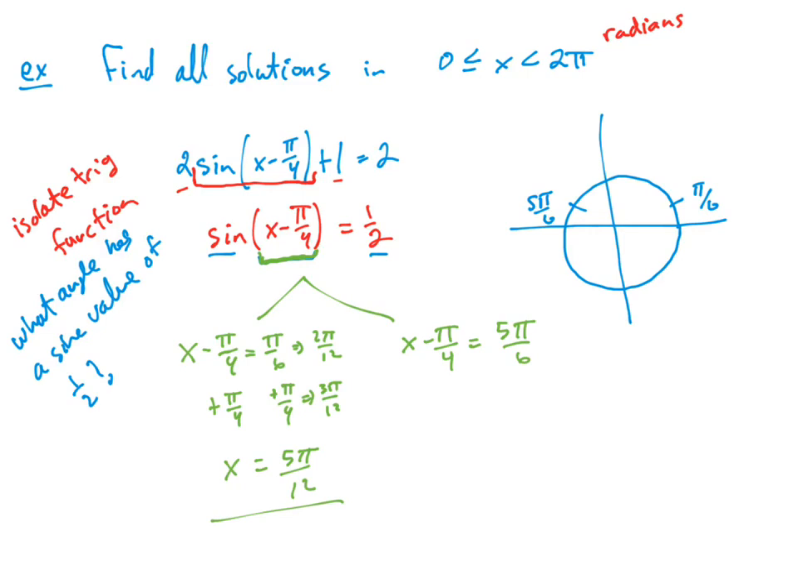And then x is going to be equal to 3 pi over 12 plus 10 pi over 12. And that gives us 13 pi over 12 as our other solution. And again, we could input both of these values into our original equation to see if the left side is equal to the right side.